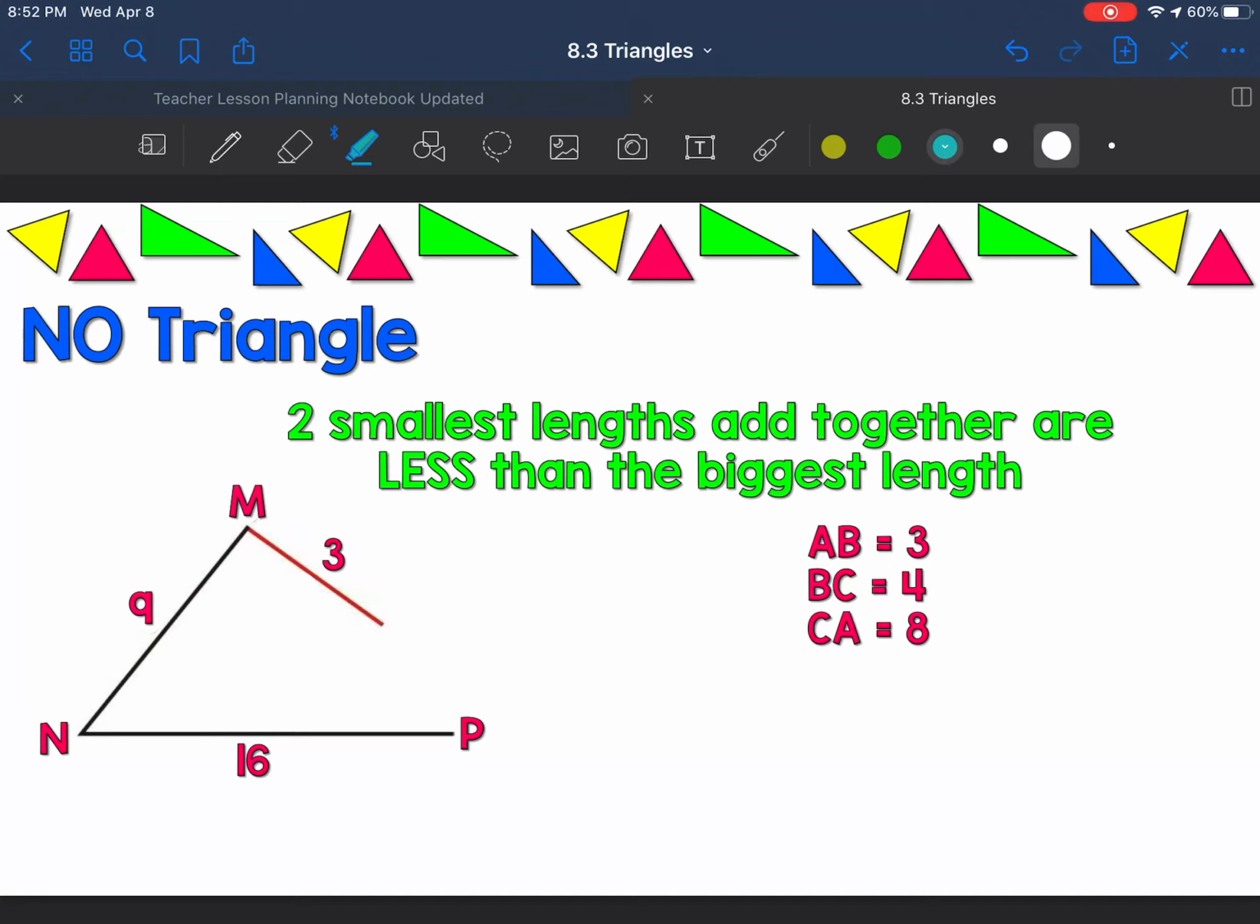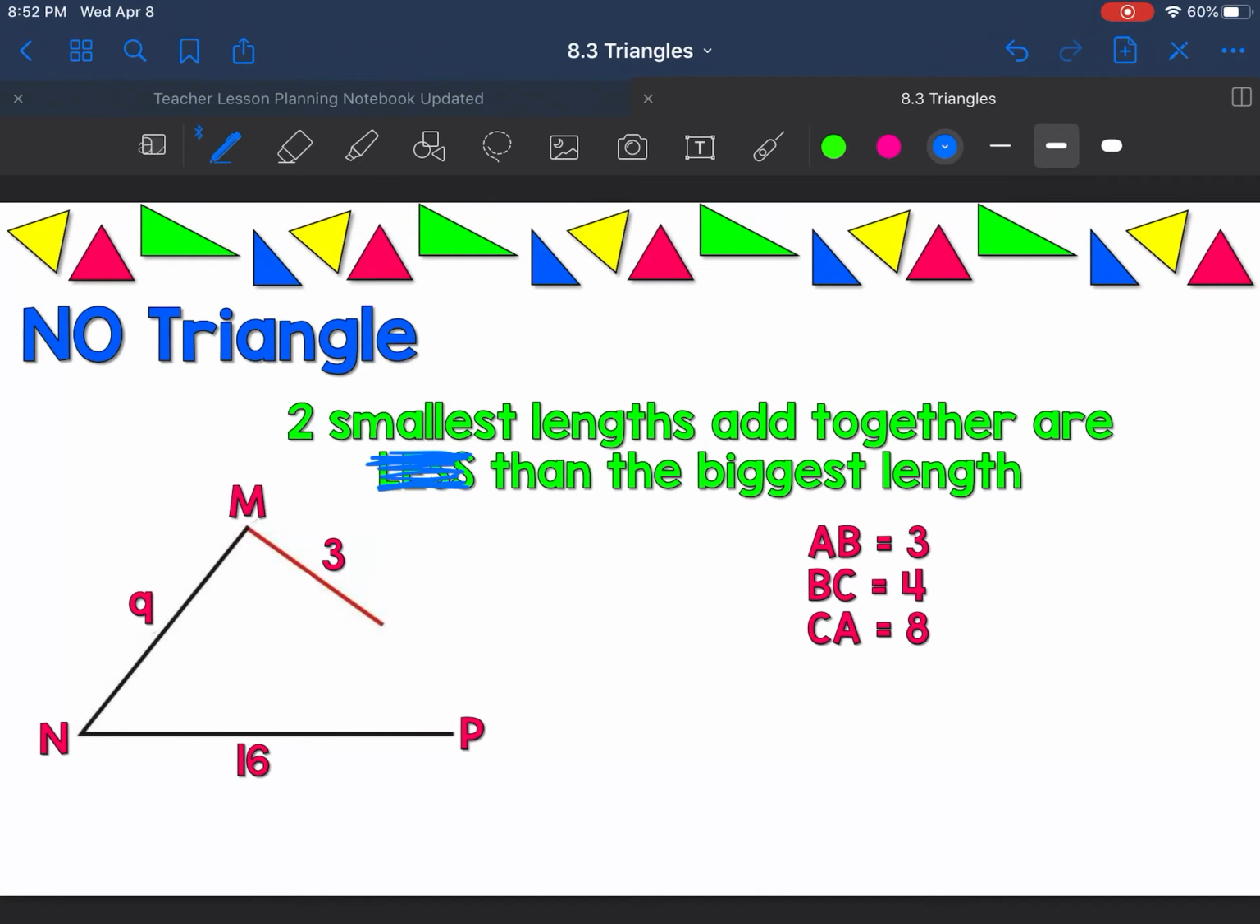Now let's take a look at what happens if we have no triangle. And no triangle is kind of interesting. With a no triangle, you have to make sure that your two smallest lengths, when added together, are, oops, I wrote less than, and that should actually be greater than.